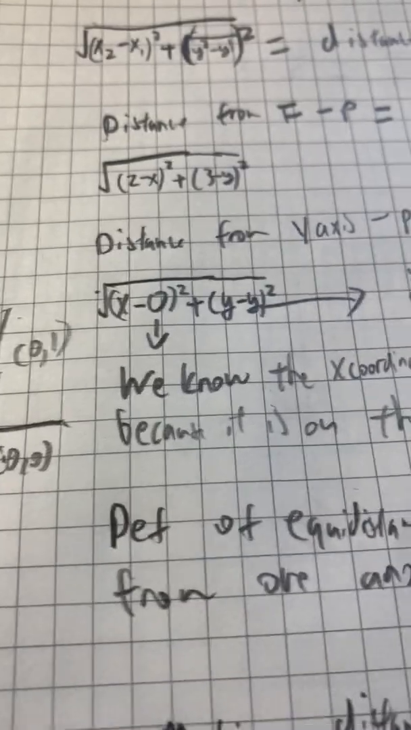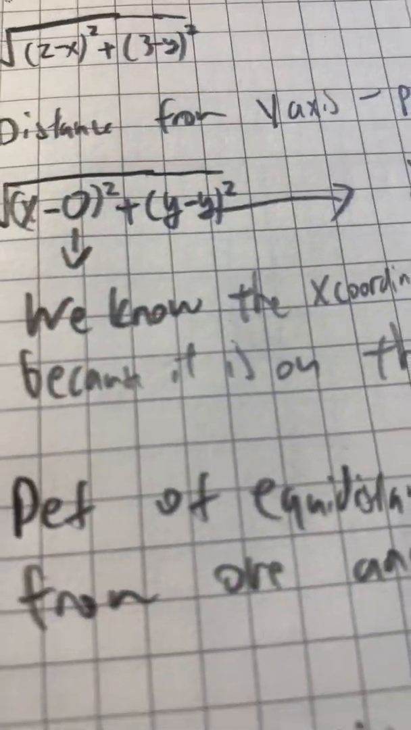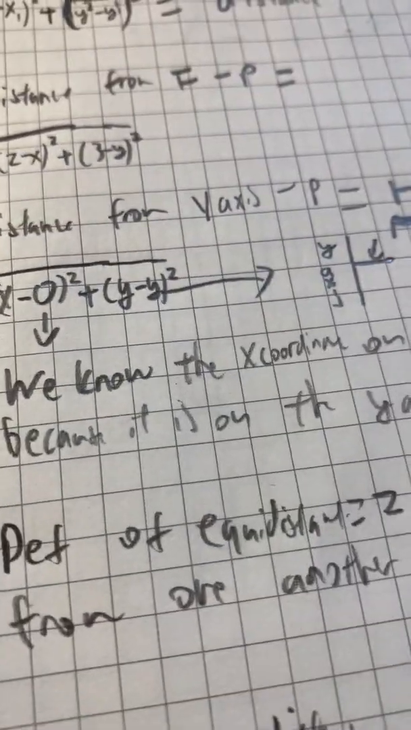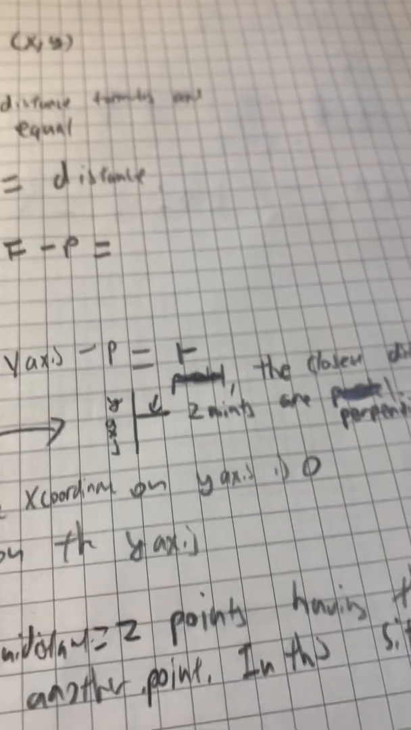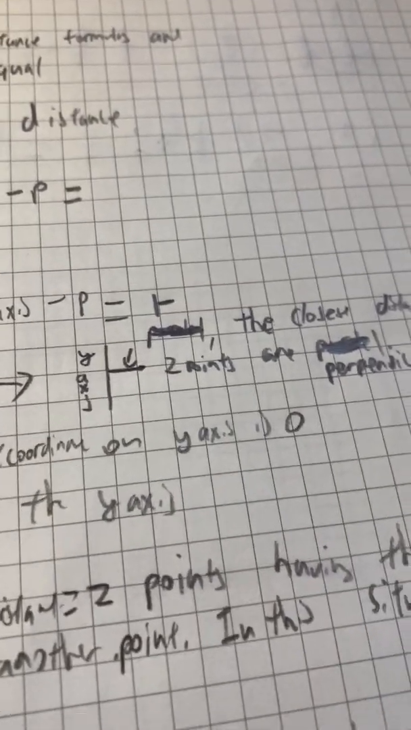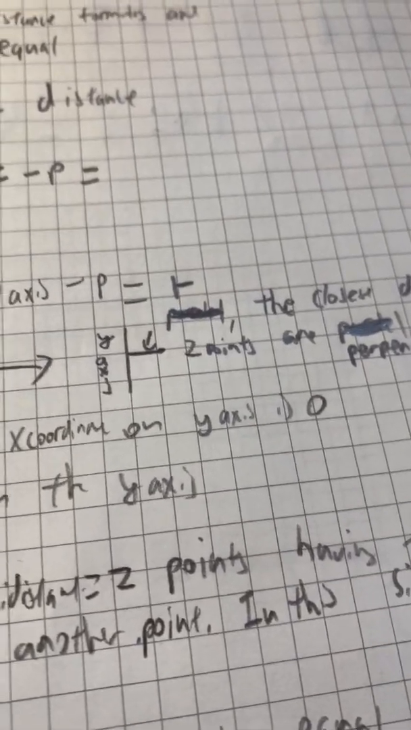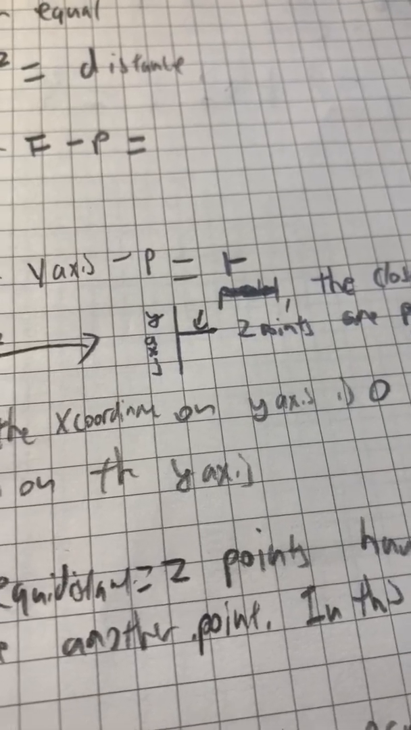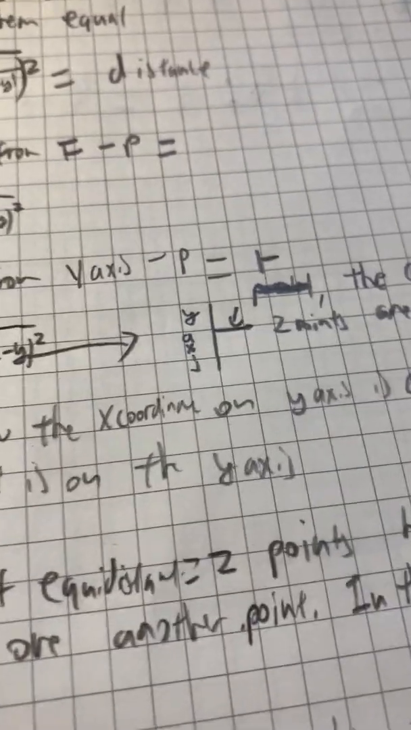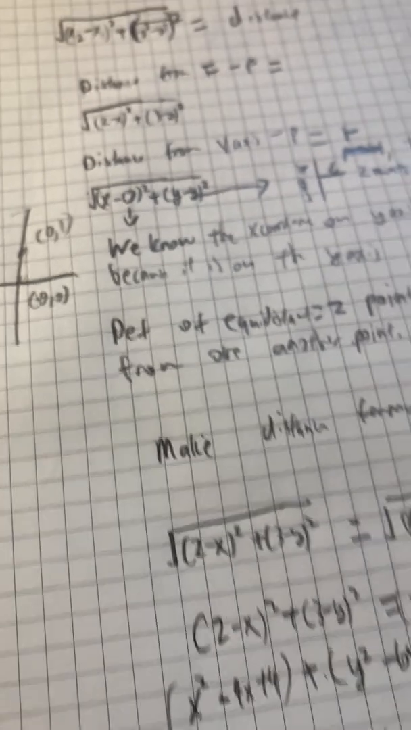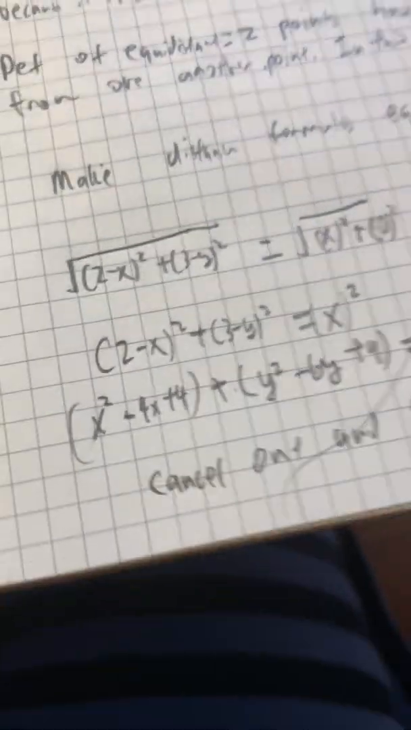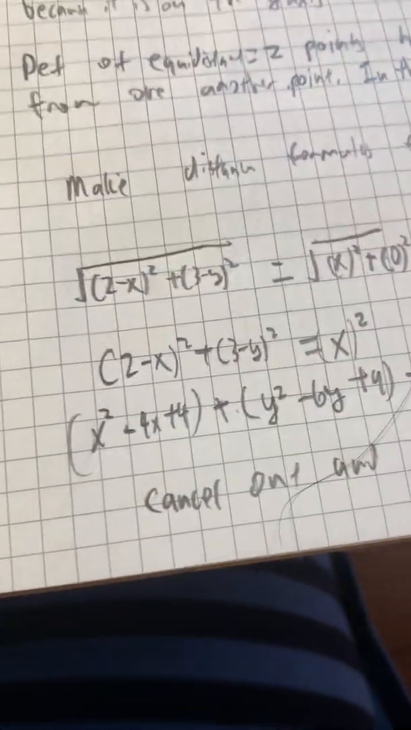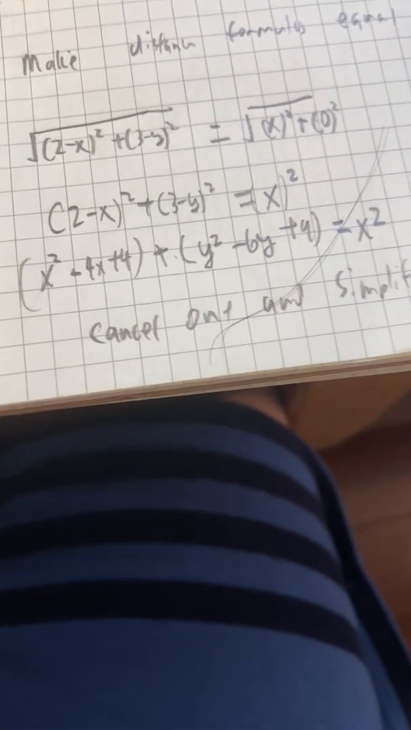Another thing that's more complicated is why y minus y makes it 0. That is because in order to find the closest distance between two points, it has to be perpendicular. And when it's perpendicular, they share the same y coordinate in this situation. So let's move on. I made the two distance formulas, and I simplified them.